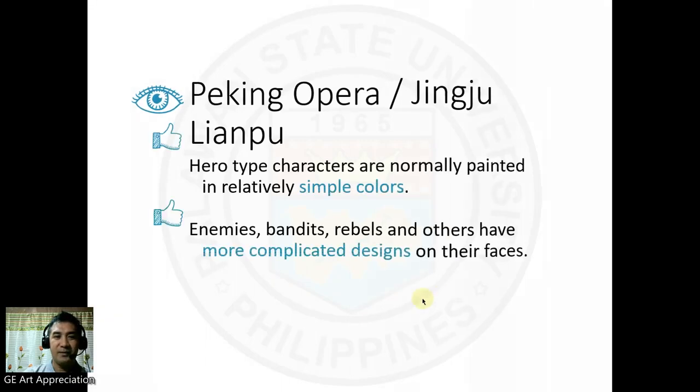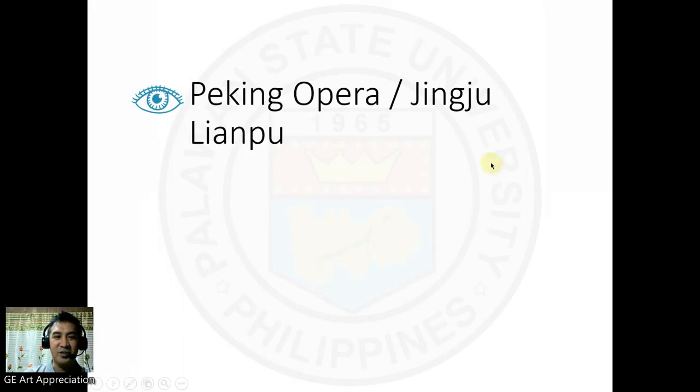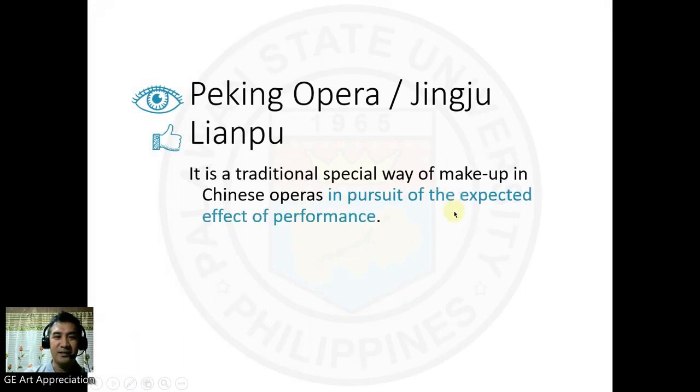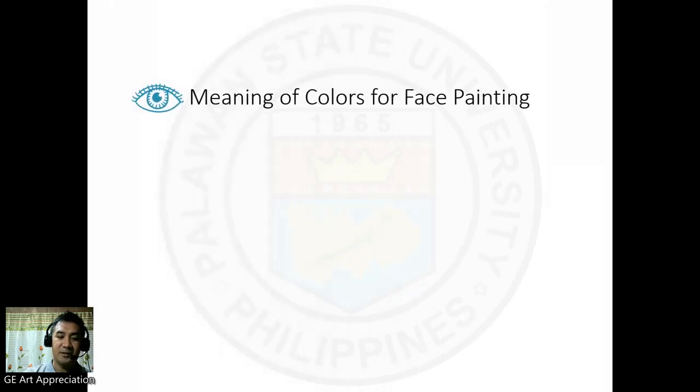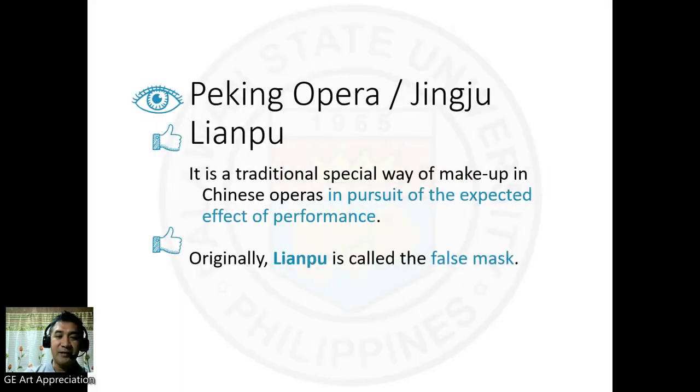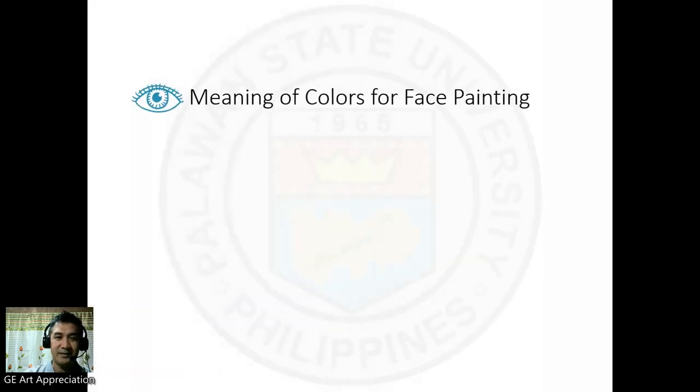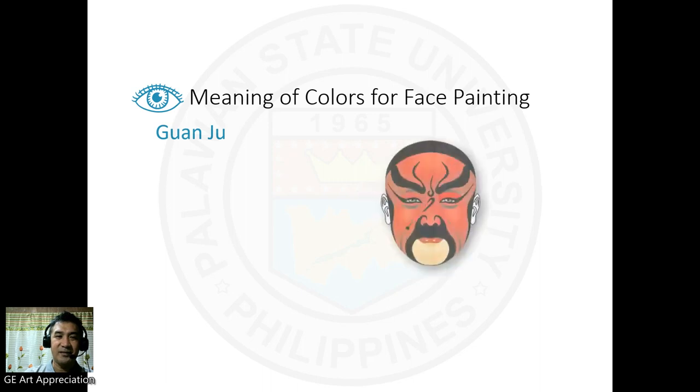Okay. This is the Peking opera of Jingju Lianpu. It is a traditional special way of makeup in Chinese operas in pursuit of the expected effect of performance. Originally, Lianpu is called the false mask. Okay. So what are the meaning of colors for face painting?